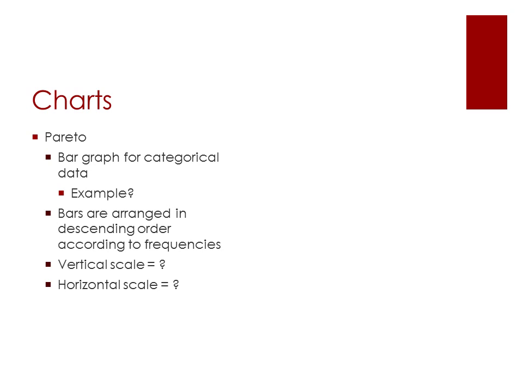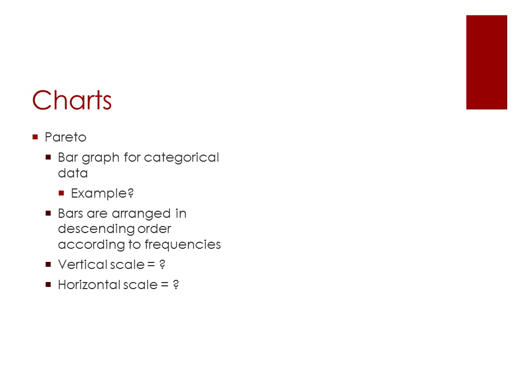All right, now another thing we're going to look at is charts. Your book gives some good examples of these, so again, I suggest you look at those as we're working through these examples. The first one we're going to look at is a Pareto chart. This is a bar graph for categorical data, okay? We'll look at an example of that in just a moment.